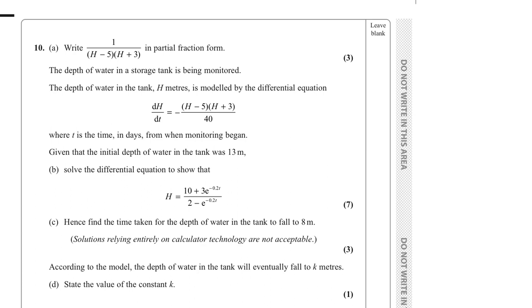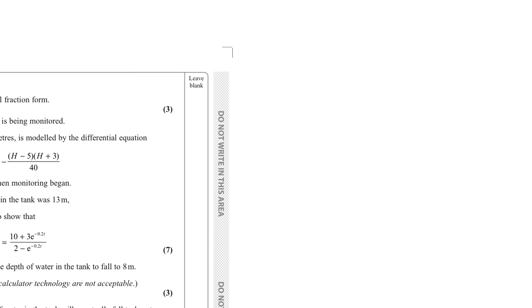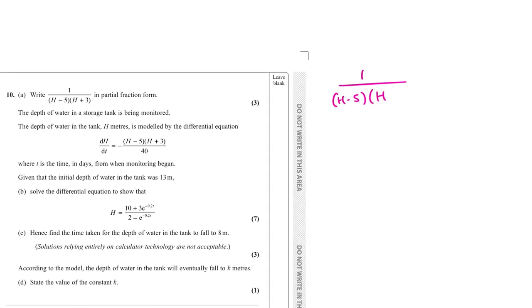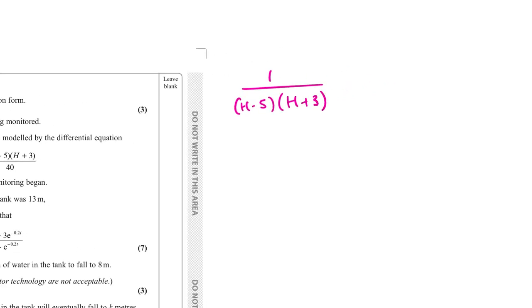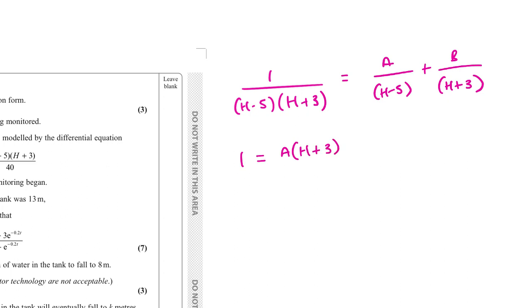Okay, question 10a. It says write 1 over (h minus 5)(h plus 3) in partial fractions. Okay, so that's nice and easy. So we know that 1 over (h minus 5)(h plus 3) equals a over h minus 5 plus b over h plus 3. So we're going to have 1 equals a lots of (h plus 3) plus b lots of (h minus 5). In this case, I'd use substitution. So when h equals negative 3, I have 1 equals minus 8b.